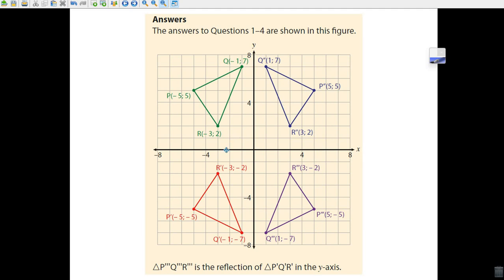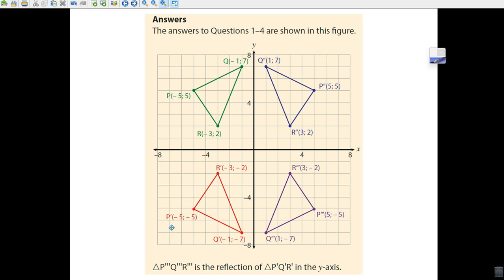Now what if we said, reflect the points P, Q, and R in the x-axis? Well, the rule for that is take the y-coordinate, and whatever it is, change its sign, but keep the x-coordinate the same. So instead of -1 and 7, make it -1 and -7. Instead of -3 and 2, make it -3 and -2. Instead of -5 and 5, make it -5 and -5. And what we'll get is this exact same triangle reflected in the x-axis by changing the sign of the y-coordinate.